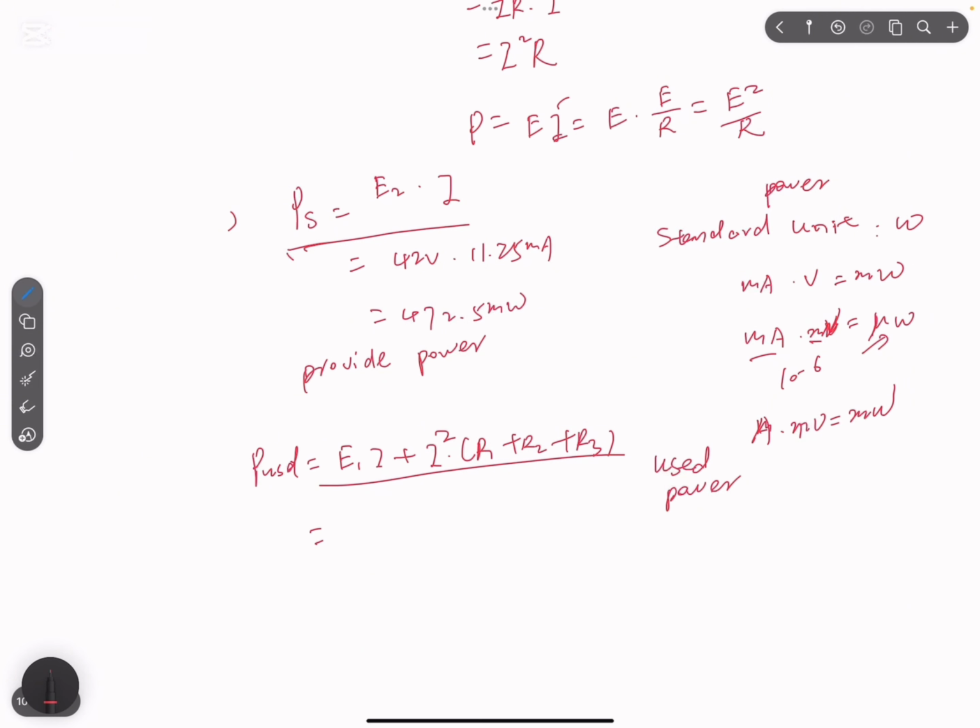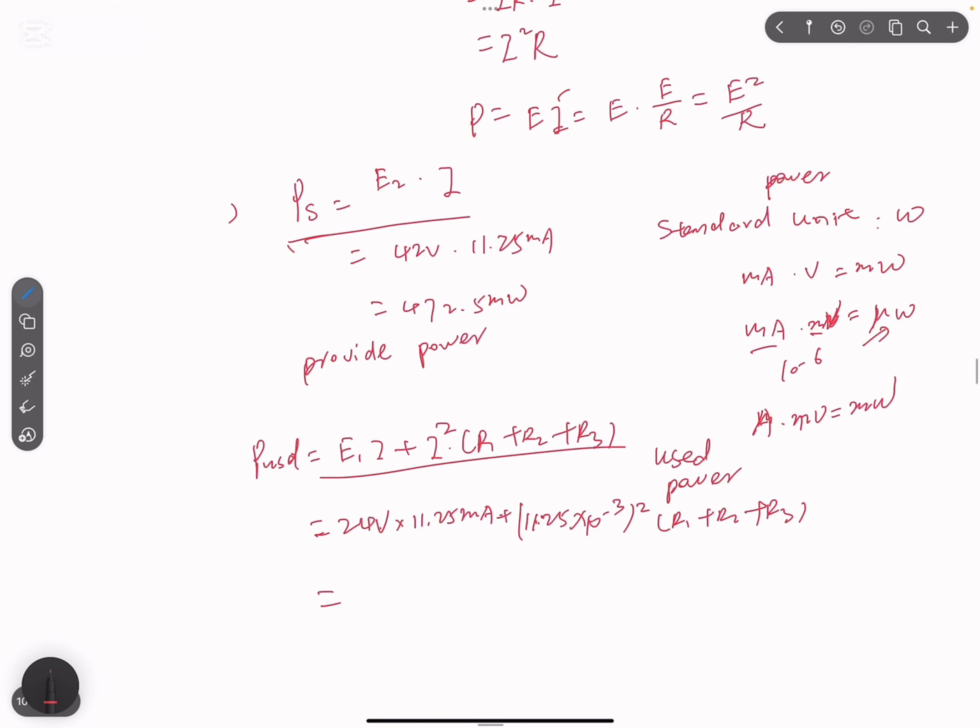So the total will be the same thing: 24 times 11.25 milliamps plus 11.25 times 10 to the minus 3 squared, then times R1 plus R2 plus R3. After we plug in the numbers, we should get the same number as that, because the total power provided should be equal to the total power used.